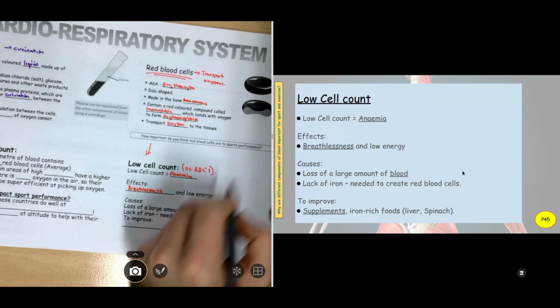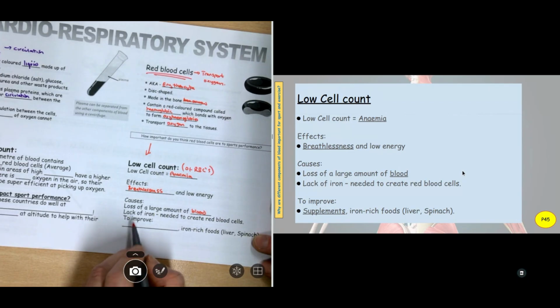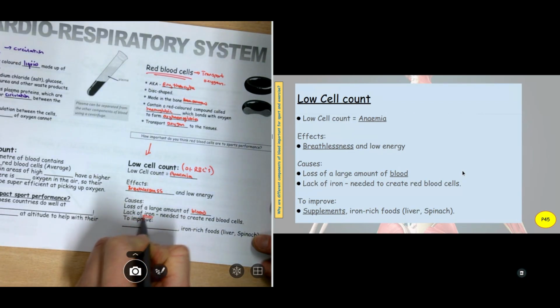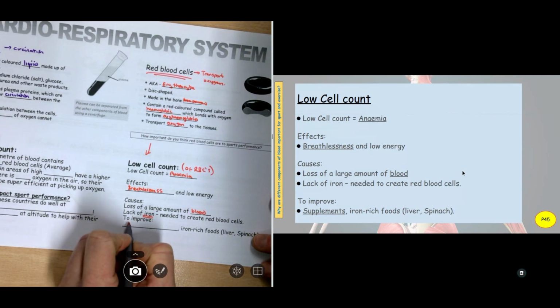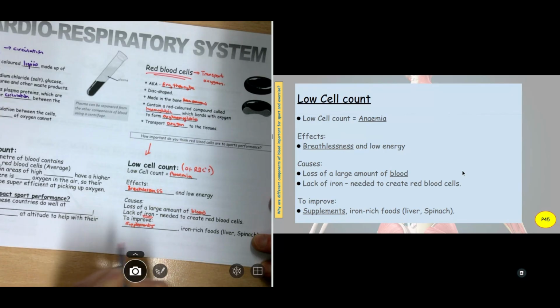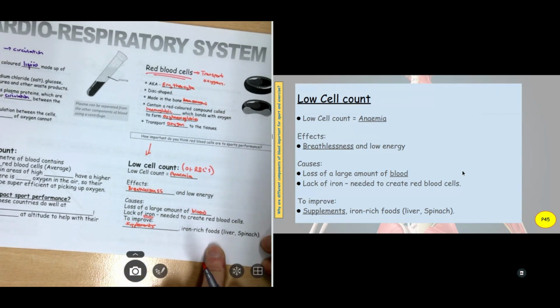Obviously, if you have less blood, you've got less red blood cells, you've got less oxygen being carried around the body. It could be a lack of iron. When we look at diet in component 2, iron's important to help transport oxygen. To improve that, you may need to take supplements if you have a low red blood cell count, or increase the number of iron-rich foods such as liver and spinach.